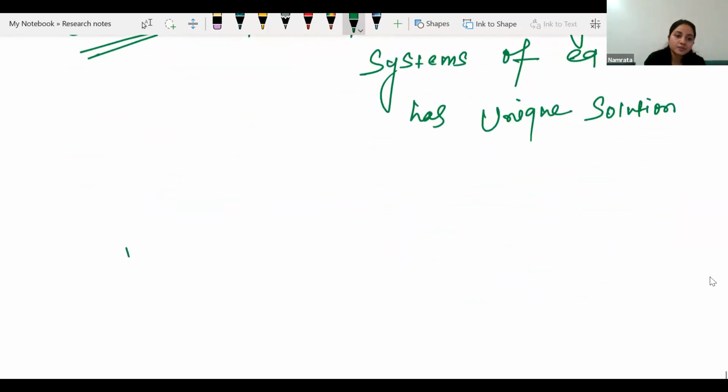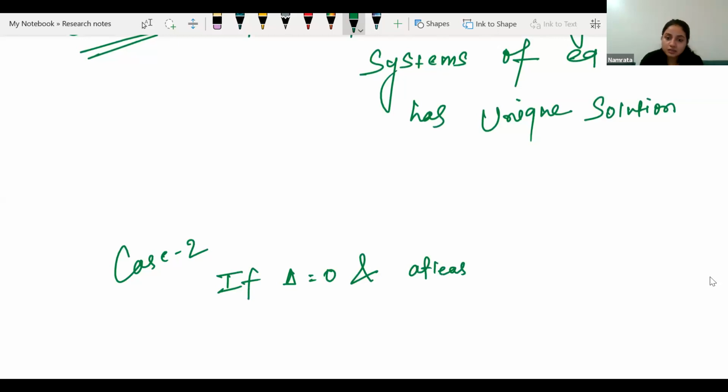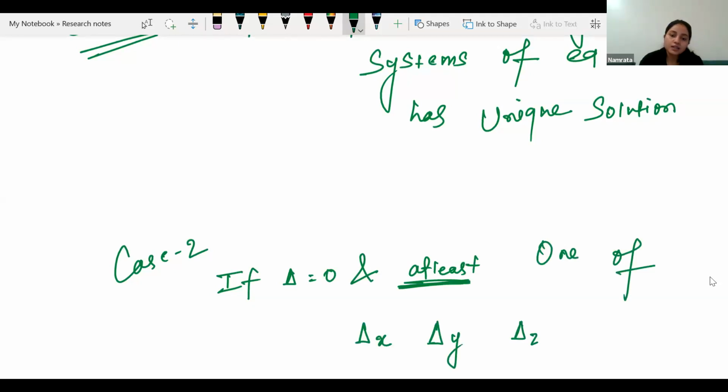The next condition is: if delta is equal to 0 and at least one of delta x, delta y, delta z is non-zero, then no solution. Focus on this word: at least one of them is non-zero, then no solution.